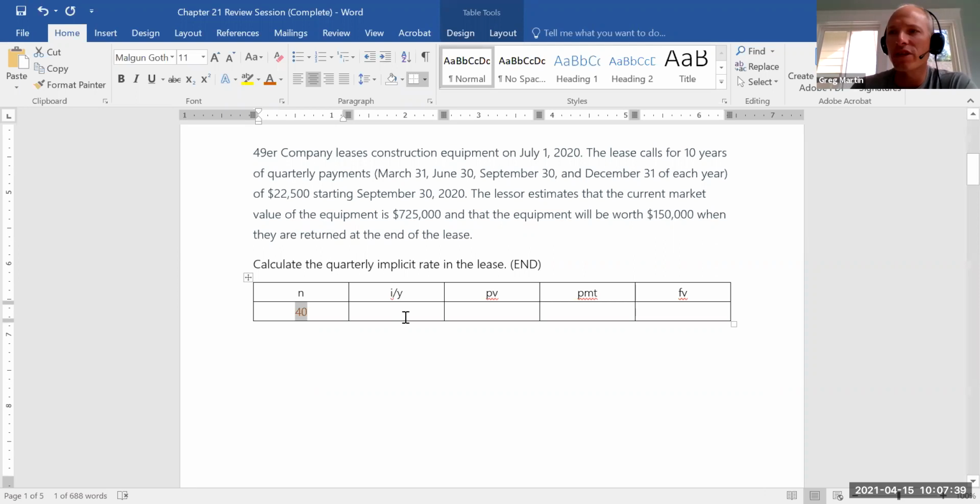We're trying to solve for the I/Y. And so what is the PV? Again, in the chat, what is the PV for this problem? Again, this is the lessor's perspective. We're trying to solve for the implicit rate. And so we need a PV. And try to be specific on whether the number would be positive or negative when doing our calculations.